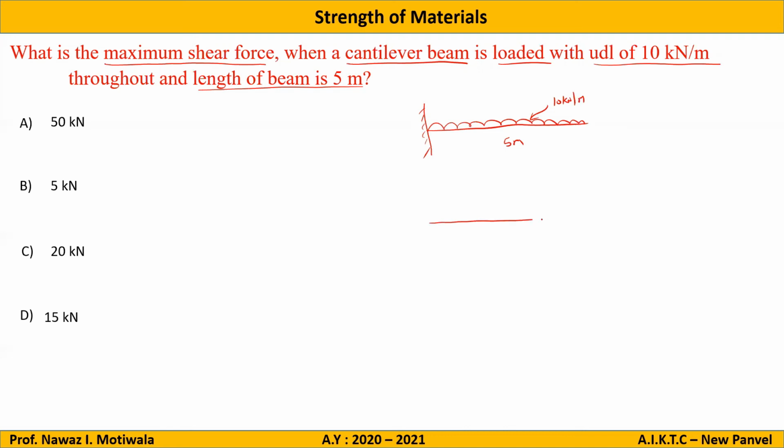Because it is a cantilever beam, the support will be replaced by 3 reactions: VA, HA and moment at A. Now this force, 10 into 5, 50 kilonewton, will act at a distance of 2.5 meters. We need the maximum shear force. If I do the calculations, if this is 50, this also will be 50. So you can see that over the entire beam, the maximum force in vertical direction is 50. So the answer will be directly 50 without calculation.